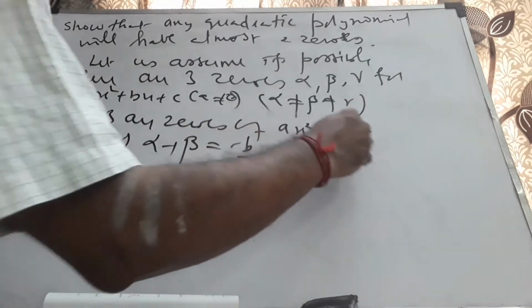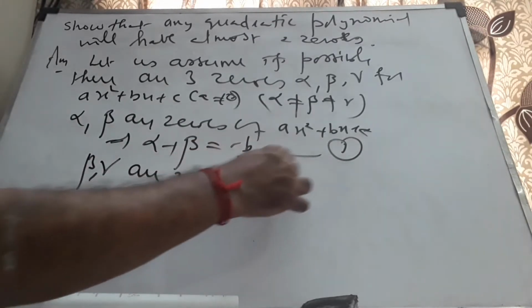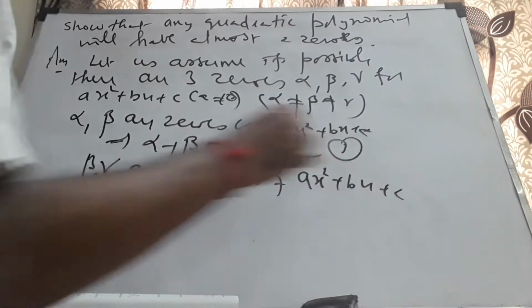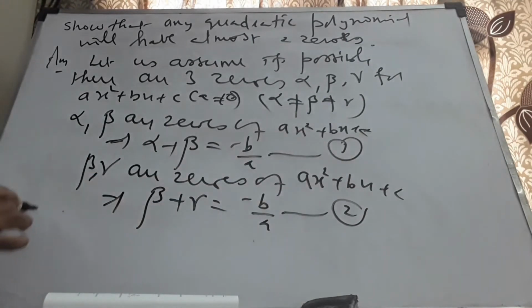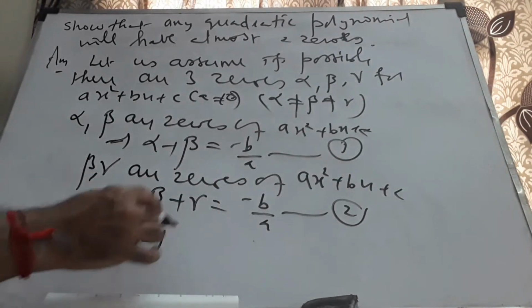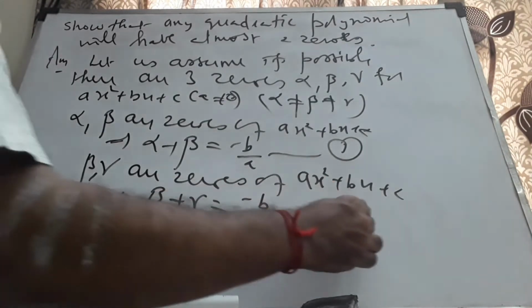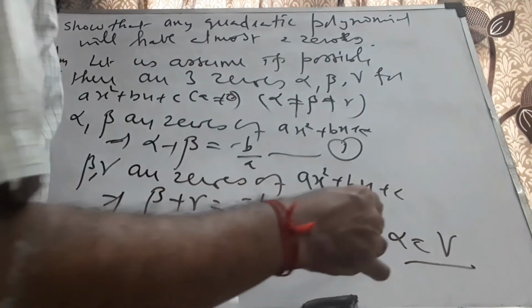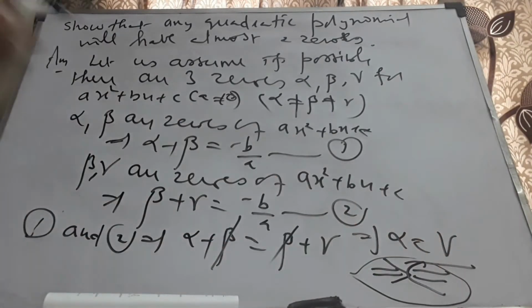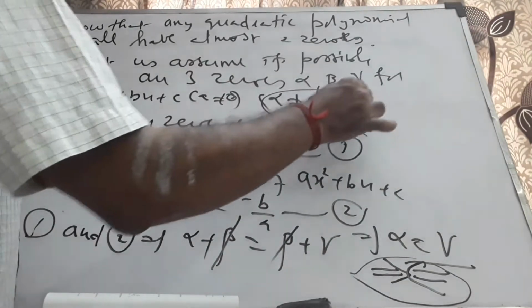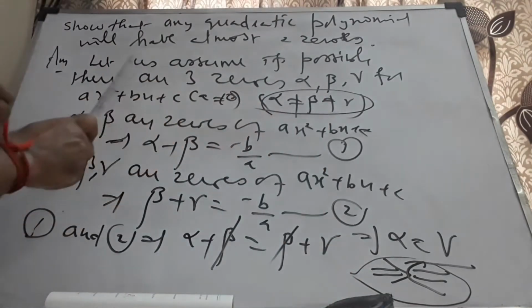Now, alpha, beta are zeros of ax square plus bx plus c, which will automatically imply alpha plus beta is equal to minus b by a. Name this equation 1. Beta, gamma are zeros of ax square plus bx plus c, which will imply beta plus gamma is equal to minus b by a. We have seen the proof already. 1 and 2 will imply alpha plus beta is equal to beta plus gamma. Here beta gets cancelled, which implies alpha is equal to gamma, which is a contradiction. Any contradiction we will write like this; this is the symbol for writing it mathematically. It's a contradiction to the fact that alpha not equal to beta not equal to gamma. This contradiction proves that I can't have three distinct roots for ax square plus bx plus c.